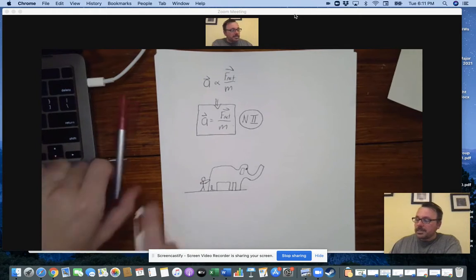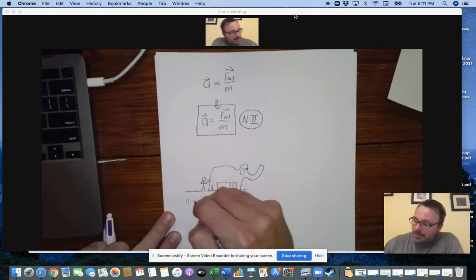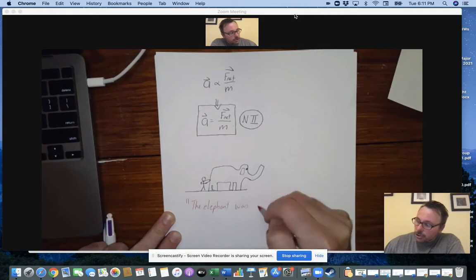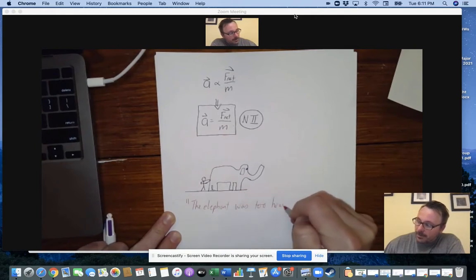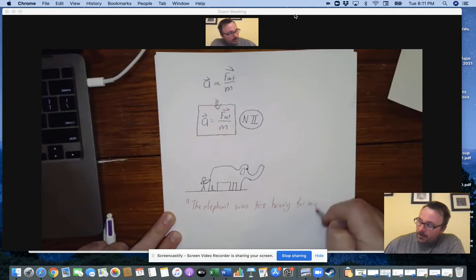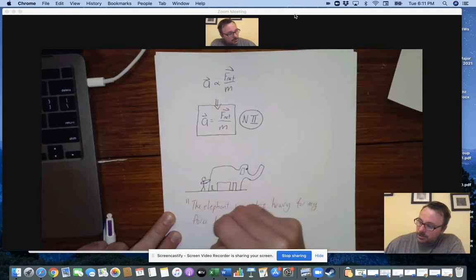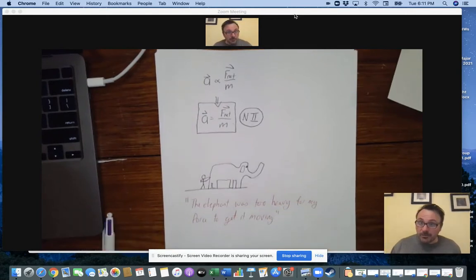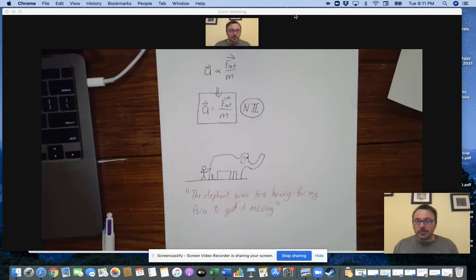Most of you probably said, quote, the elephant was too heavy for my force to get it moving, or something to that description. Be honest with yourself, because this is all about being honest about our misconceptions. How many people said that? If you said that, that's a classic error with this.